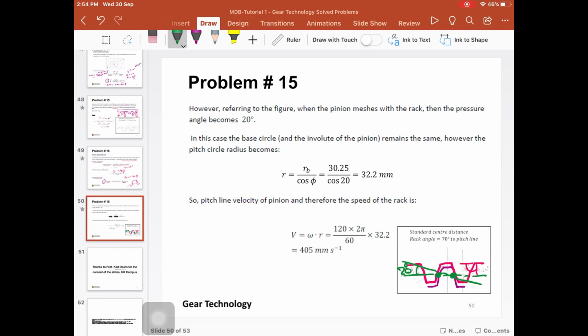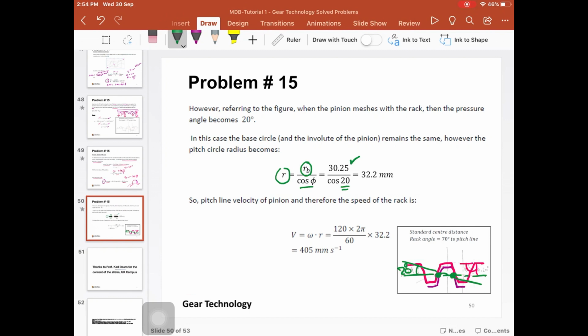Okay, R, which is the pitch circle radius, is equal to the base circle radius, which is constant, divided by cosine phi. So in this case, because of the configuration or the arrangement here, the pressure angle has changed. It is 20, and consequently the value of the pitch circle radius changes. The base circle radius is the same as before. It does not change because this is where the involute part starts. Okay, so the base circle radius is 30.25.